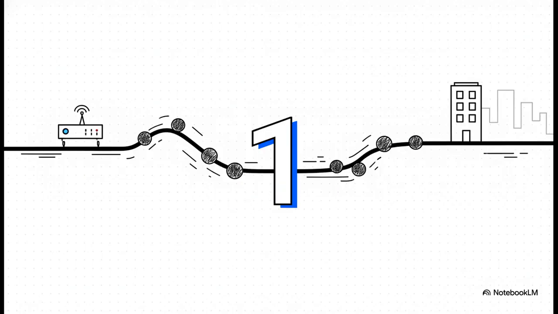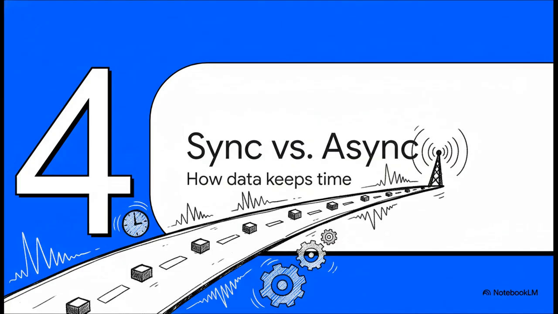Serial, though, sends just one single bit at a time. Now, it's definitely slower, but here's the kicker. It's way more reliable over long distances. With only one signal, there's much less chance of it getting scrambled. And that's exactly why it's the standard for almost all long-distance communication, from your home Ethernet all the way to the global internet itself.